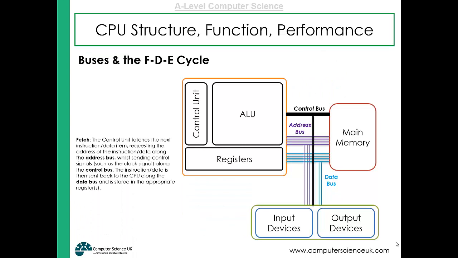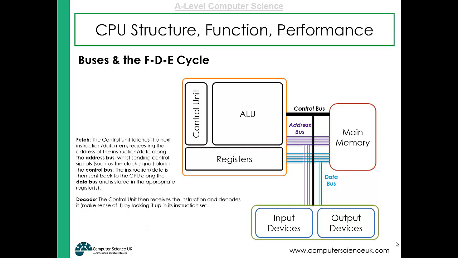Now, in terms of the fetch, decode, execute cycle, in the fetch stage, the control unit fetches the next instruction or the next data item, requesting the address of the instruction or data along the address bus. We saw this earlier. It does that while sending control signals, such as the clock signal, along the control bus. The instruction or data is sent back to the CPU along the data bus, and it's stored in the appropriate register. So that's all happening during the fetch stage.